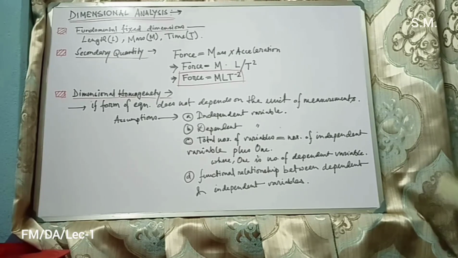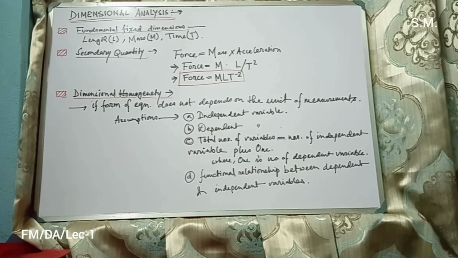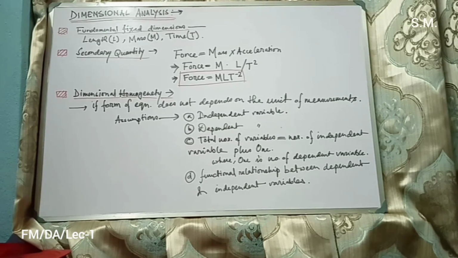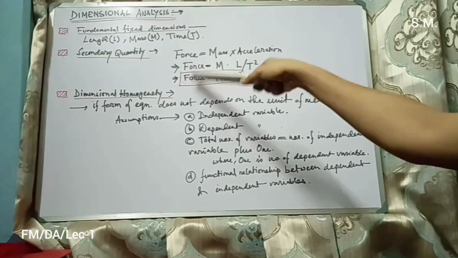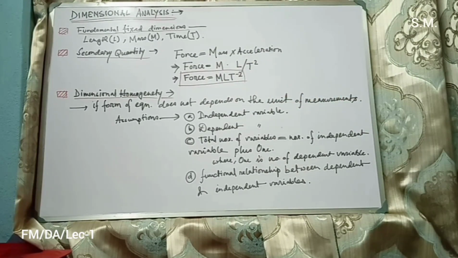Now the second topic is secondary quantity. So what is a secondary quantity? Secondary quantities are those quantities which possess more than one fundamental dimension. Let us see an example. Force is a secondary quantity.